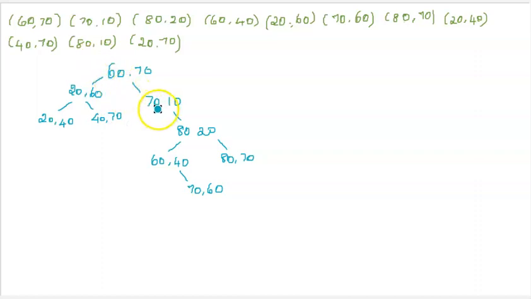Then (80, 10), so it will be in the left of it. Then you have (20, 70), so you have (20, 70).